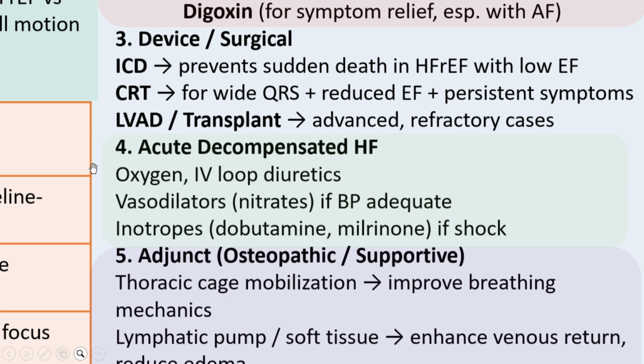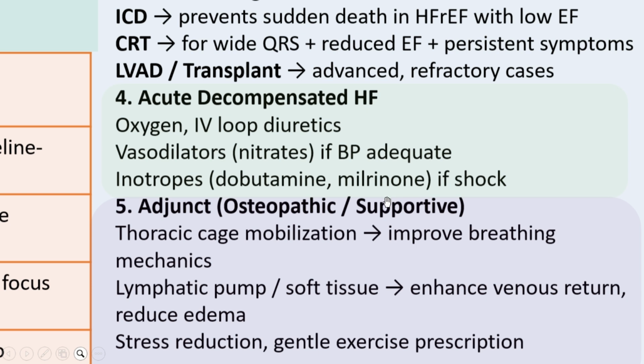Then we have acute decompensated heart failure, whereby we try to give oxygen. So if a patient comes in with acute decompensated heart failure, mostly this is what we do: we give oxygen, we give IV loop diuretics, we give vasodilators, and if they're in shock, we may actually give inotropes like dobutamine and milrinone. Unlike when we have distributive shock, where we normally give vasopressors like norepinephrine, this time we use inotropes.